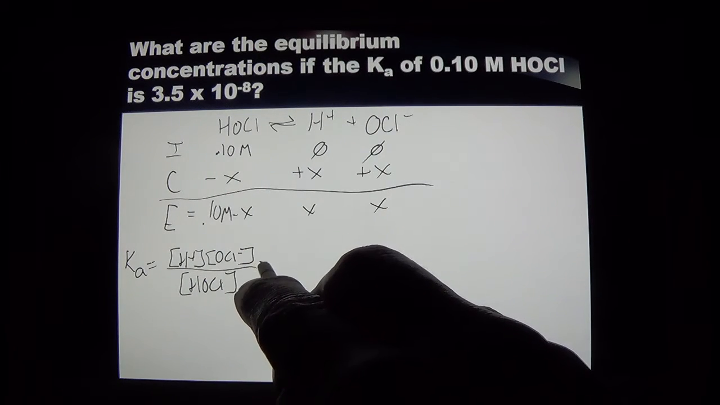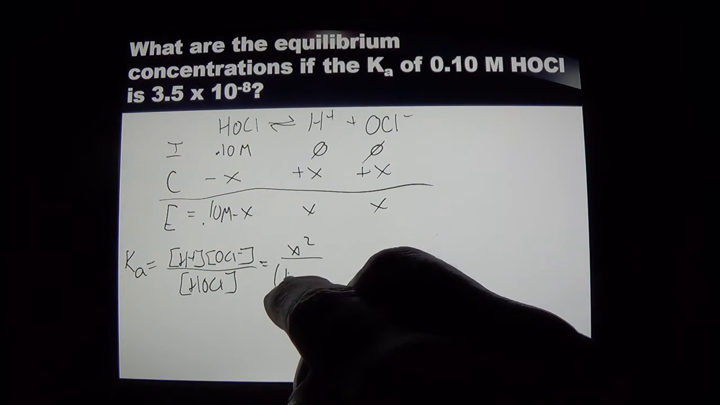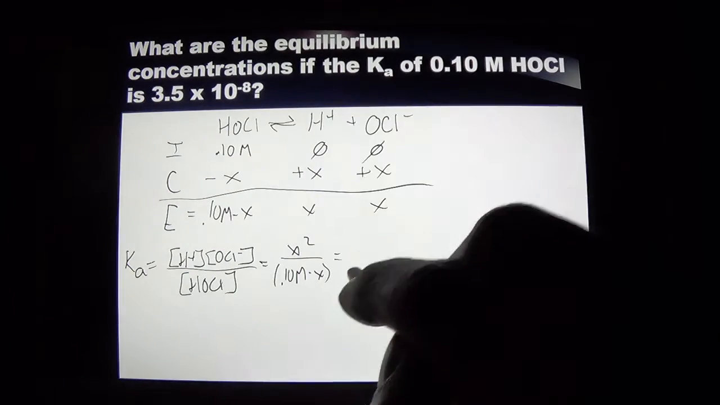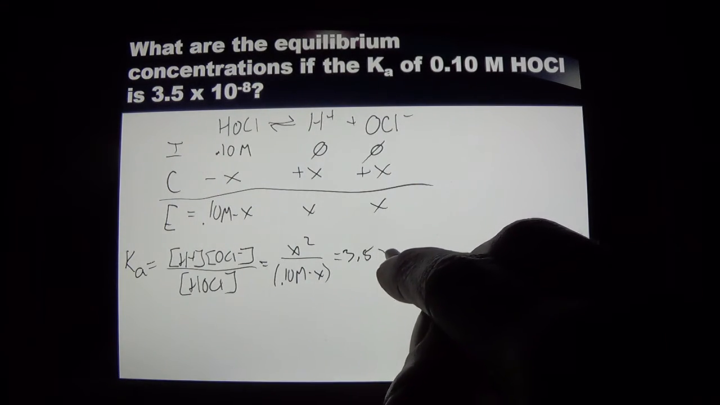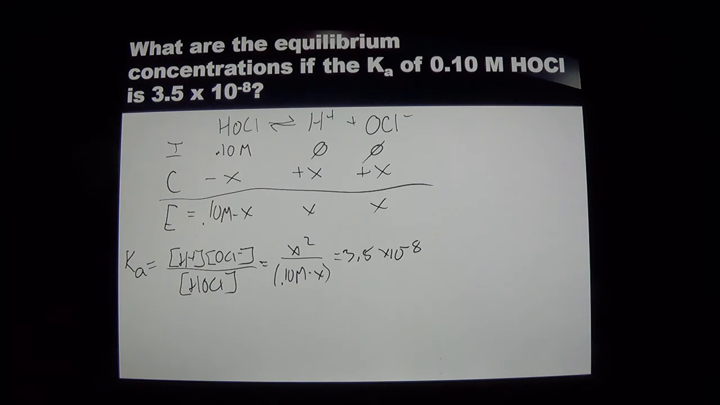And now I'm going to substitute in. And when I substitute in, I get x squared over 0.10 molarity minus x. I'm going to substitute in the number I was given, 3.5 times 10 to the negative 8. I was given the Ka. And so I can already tell I'm going to use the quadratic equation. Or am I? Do you remember our discussion in all of our equilibrium ones about simplifying and avoiding that quadratic equation?